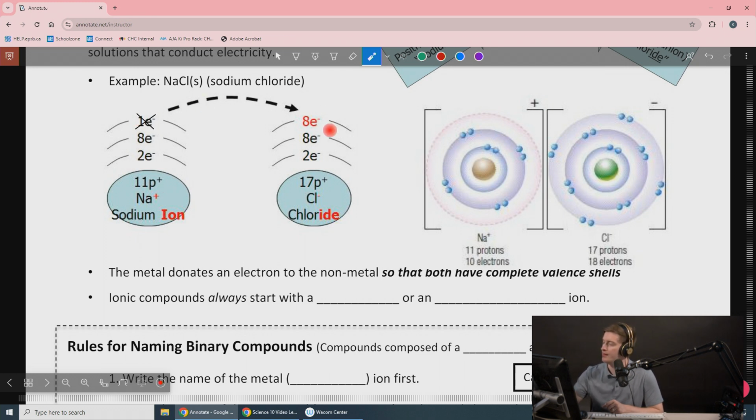The chloride is a chlorine atom which has gained another electron so that its outer valence shell is full. If we were to add these up, it's got 2, 8, that brings us to 10, another 8, 18 electrons, and 17 protons. That's the atomic number for chlorine, which gives it a negative 1 charge because it has more electrons than protons. This chloride ion here is our anion, and this sodium ion here is our cation.